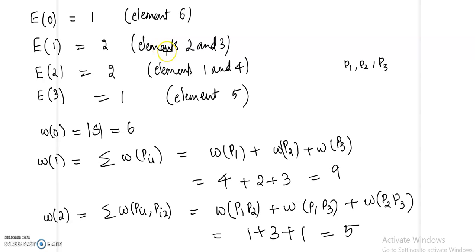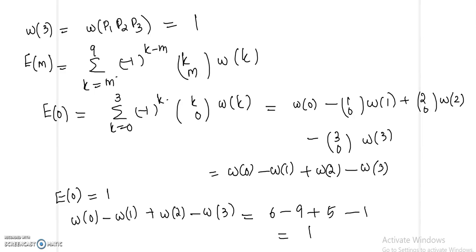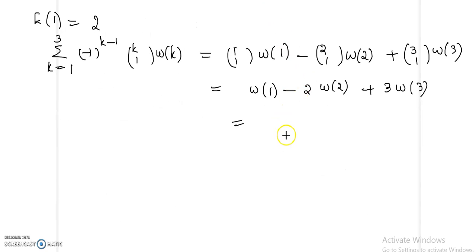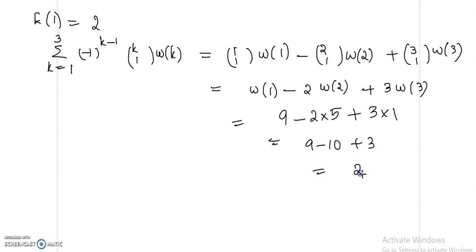So omega of 1 minus 2 into omega of 2, plus 3 into 1. So that will be equal to 9 minus 10 plus 3, which is equal to 2. So we have E of 1 equal to 2. Similarly, when we take the generalized principle, we get 2 only. Now E of 2 is equal to 2.